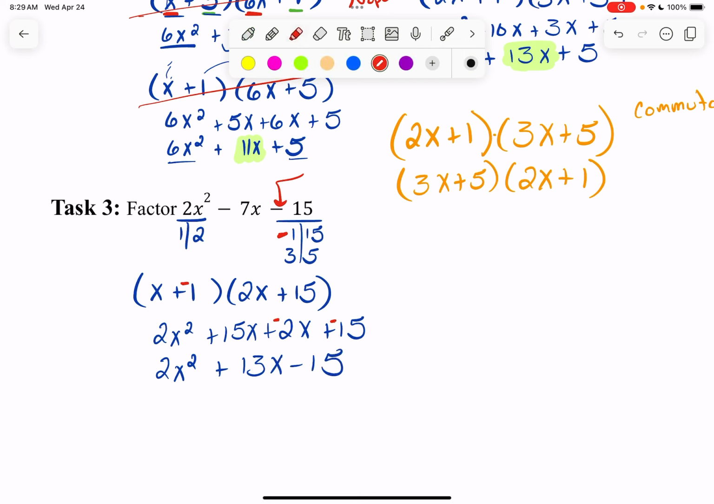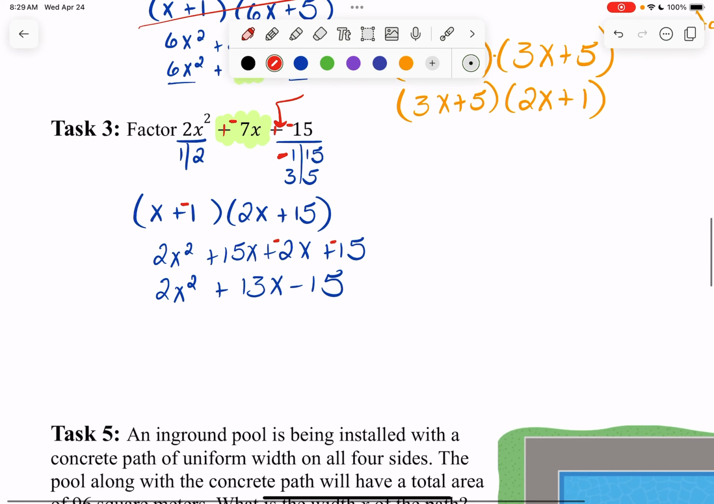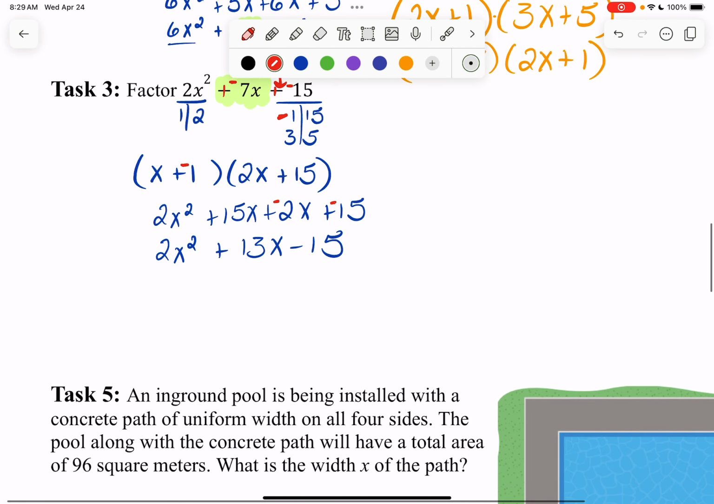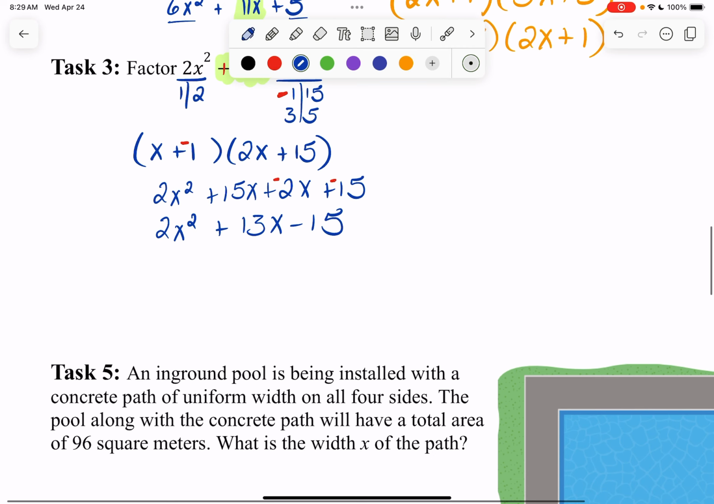Again, our goal is we want to get to a negative 7x. So I got 13x instead. Okay, so what if we flip-flop these around? So that one didn't work.